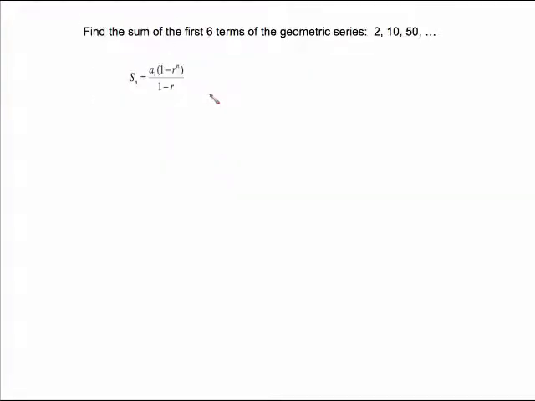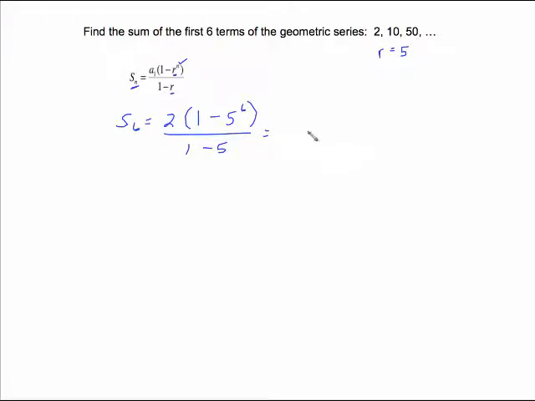Now you're being asked to find the sum of the first 6 terms of this geometric series. Let's go ahead and figure out what the ratio is. What you are multiplying to get 10 from 2 is 5. So we're doing S sub 6. It equals A1, which is 2, times 1 minus 5 to the 6, because that n and that n are the same, all over 1 minus 5, because that r and that r are the same.